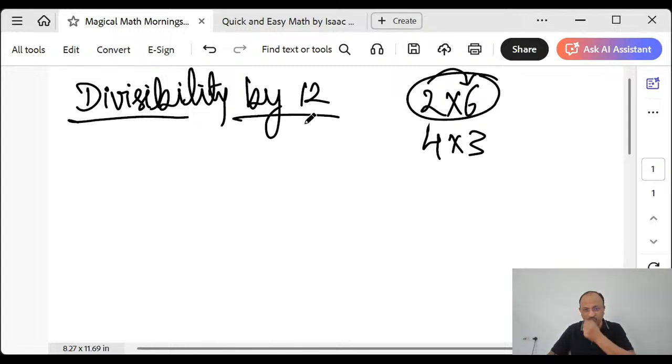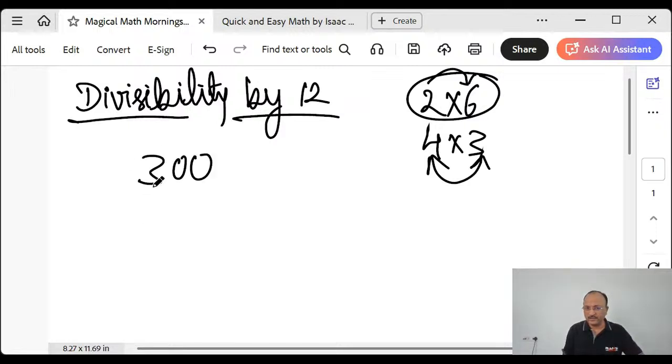How should we express 12 as a product of two numbers? It should be co-prime numbers. Co-prime numbers means the numbers which do not have a common factor. 4 is a composite number, it's okay, but 4 does not have a common factor with 3, or 4 is not divisible by 3. That's why we can say that for 4 and 3, if the number is divisible by both 4 and 3, then it will be divisible by 12. Let's take one simple number, 300.